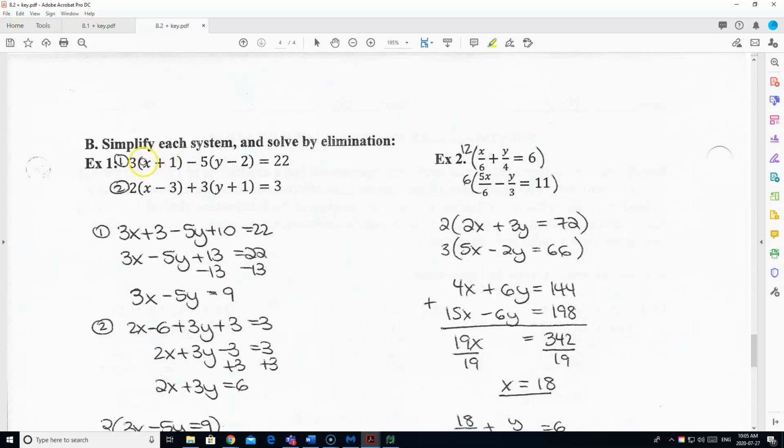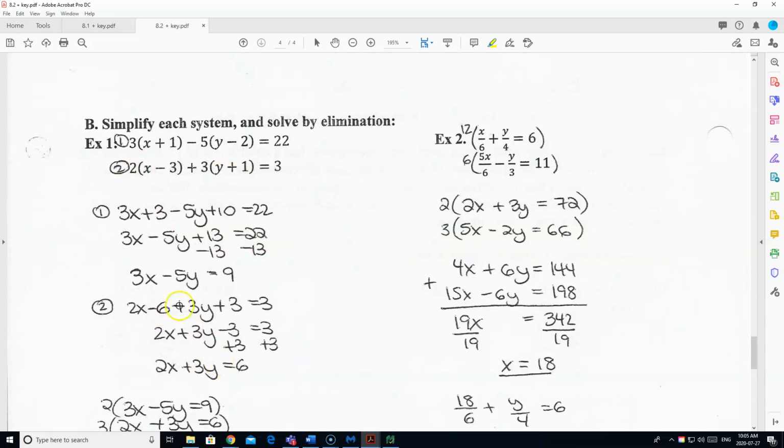So here we've got our two equations. Okay, so 3 times (x plus 1) minus 5 times (y minus 2) equals 22. Equation 2, rewrite here. So just simplify it. Just multiply the 3 in. So 3x plus 3, and the negative 5 multiplies into everything in the bracket, so negative 5y plus 10, and equals 22. And then do the same thing for equation 2, so you can see multiplying it in. Now equation 1 is rewritten right here, and equation 2 is rewritten right here.